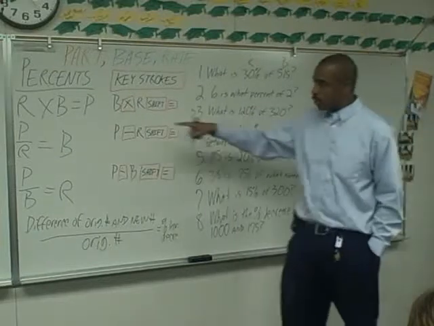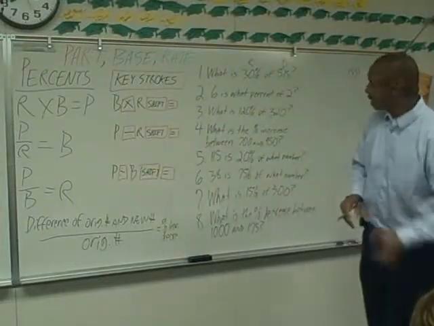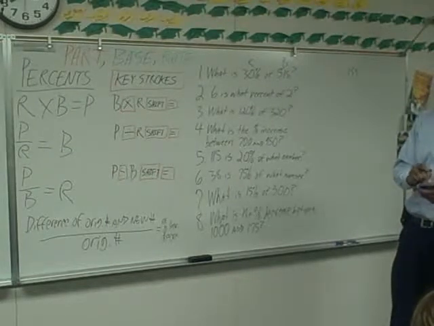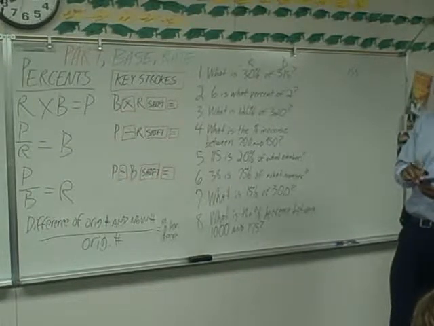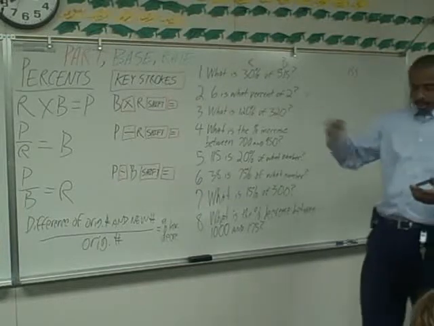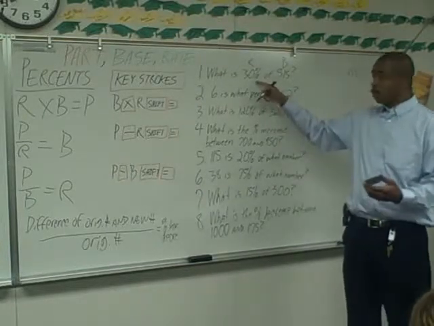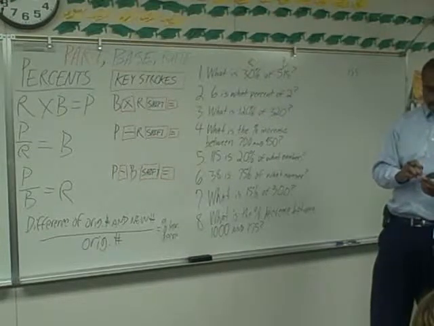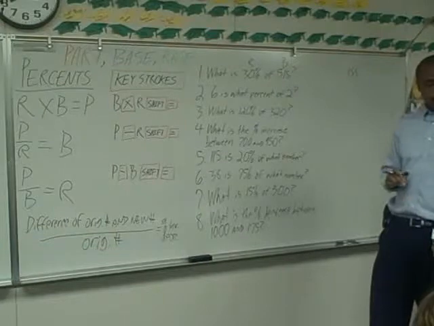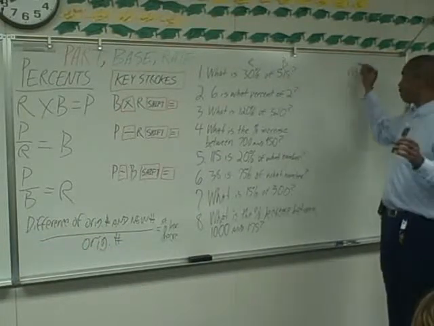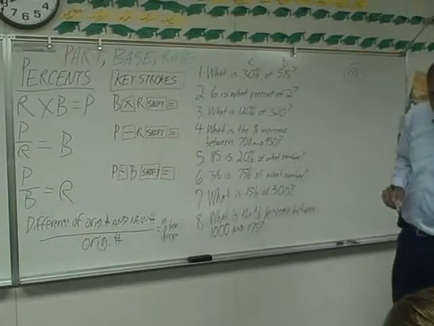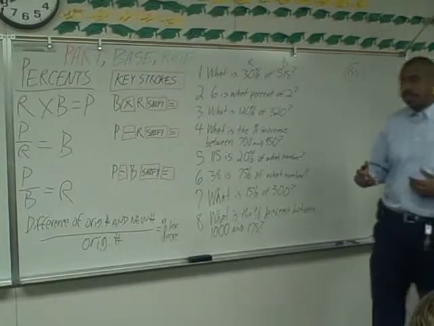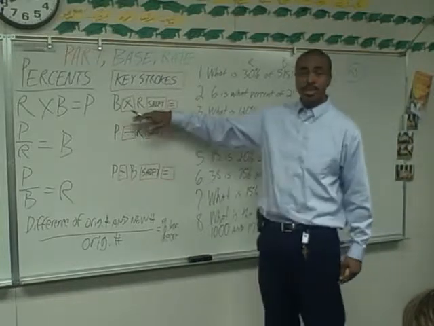On the keystrokes, you will plug in your calculator the base, which is 515, and then multiply it by the rate, which is 30. Then you would hit the shift key and the equal sign to get the percent, and you get 154.5 or 155, rounding it up. Now, that is different. So if you're on part 1 of the test where you can use a calculator, you can do those keystrokes.